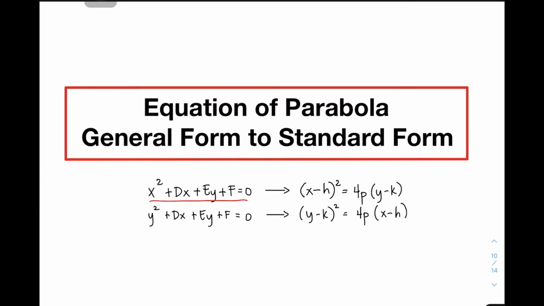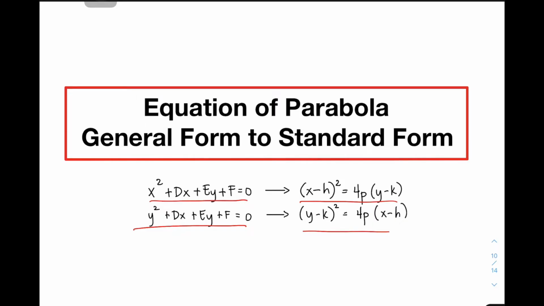And then the standard form of that equation is the quantity of x minus h squared is equal to 4p times the quantity of y minus k. And this one, you have y squared plus dx plus ey plus f is equal to 0. And we will transform it to the form the quantity of y minus k squared is equal to 4p times the quantity of x minus h.